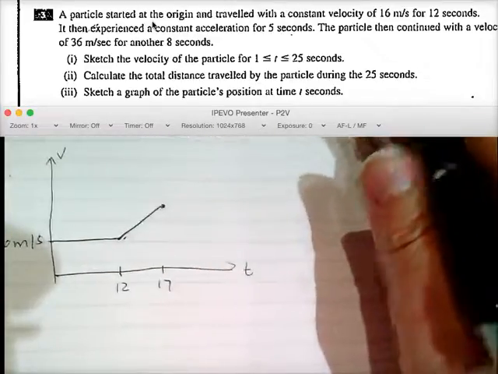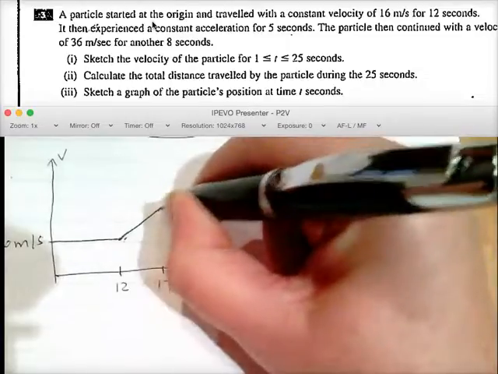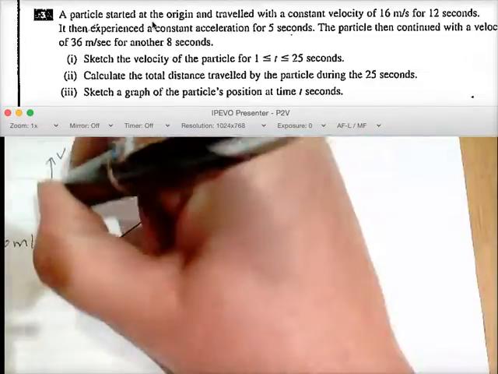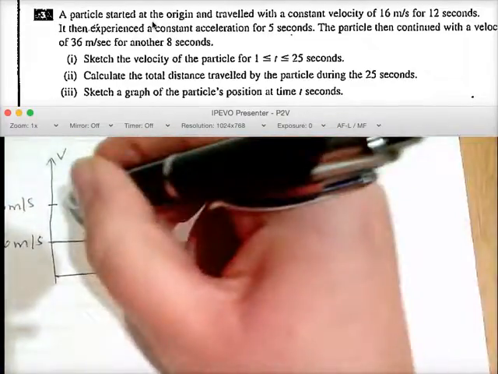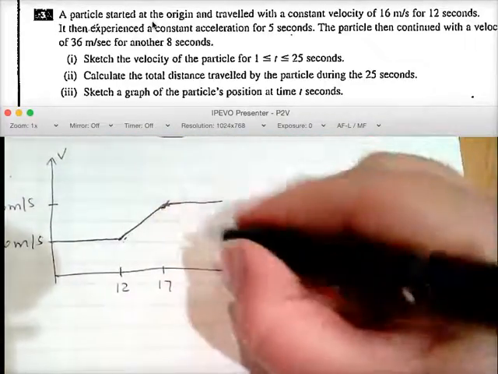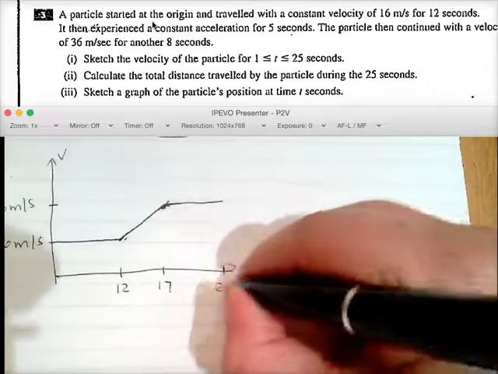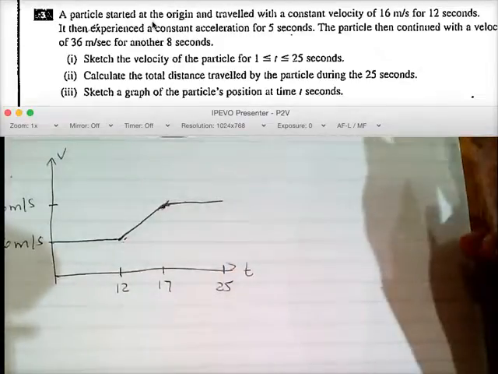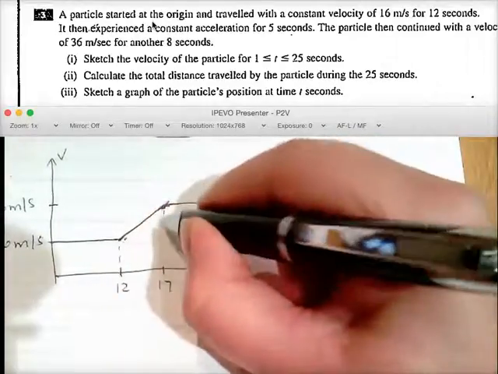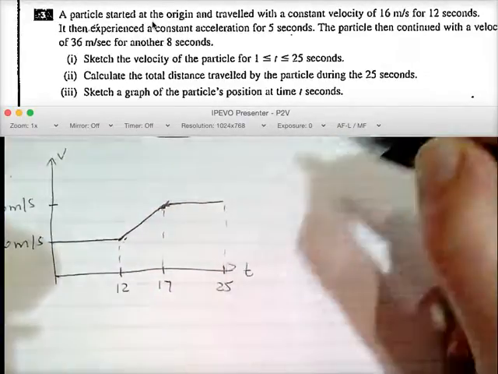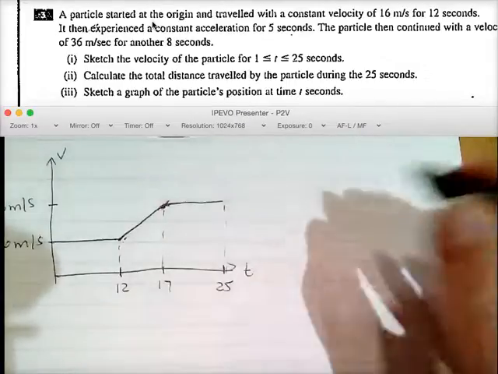And then the particle continued with a velocity of 36 meters per second. Now, I haven't really drawn this to scale, all right? It then travelled with a velocity of 36 meters per second for another 8 seconds. That would take us up to 25 seconds. Now, we've just sketched the velocity graph for that, okay? And the next part of the question says calculate the total distance travelled.